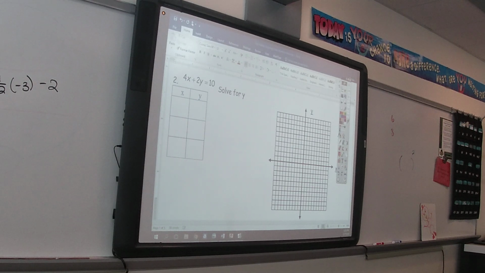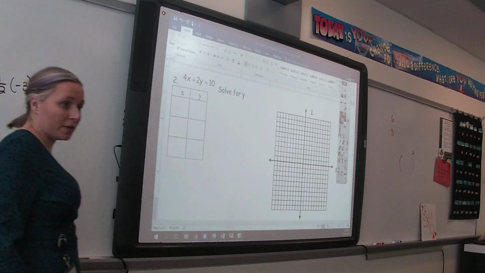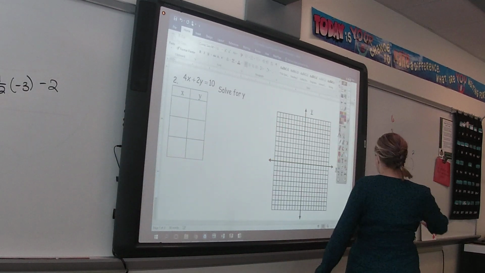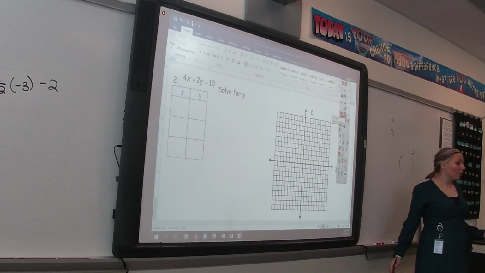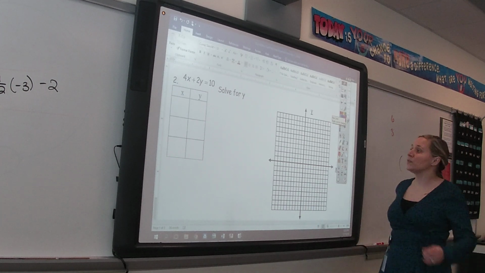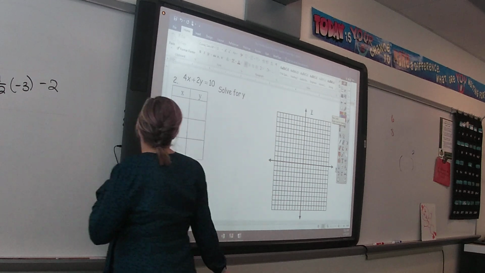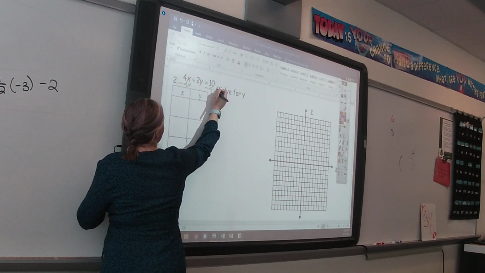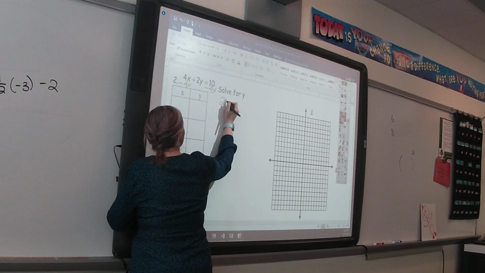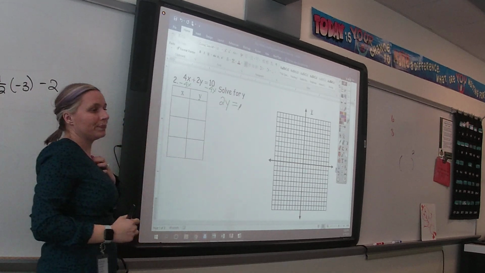Okay, so solve this for y because we want it to be in function notation. So remember how we were practicing solving for y? Reviewing solving for y? I told you solving for y was really important. It doesn't go away. This is y. So what are we going to do first if we want to solve this for y? Subtract 4x from each side. Okay, so then we'll have 2y equals what?